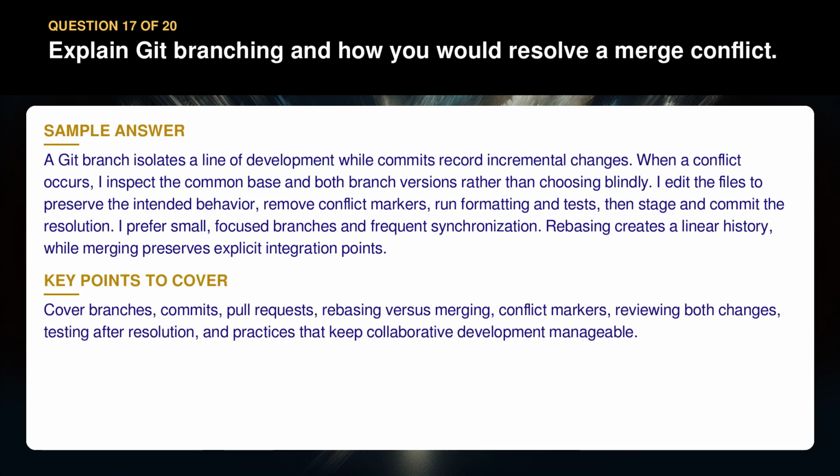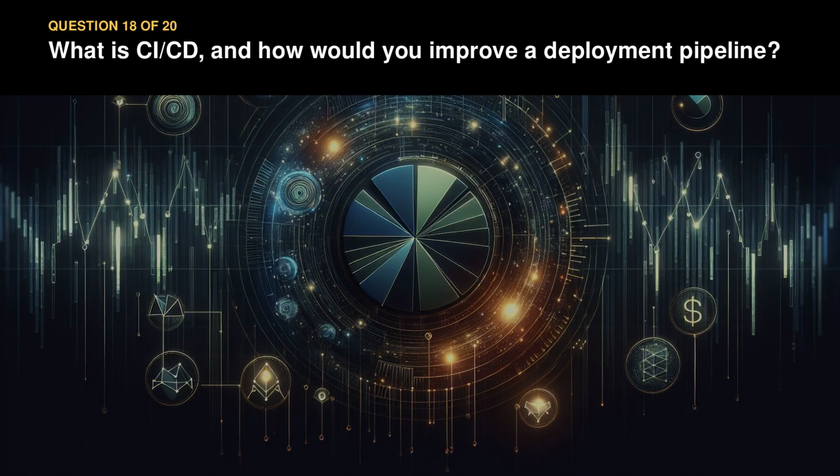Cover branches, commits, pull requests, rebasing versus merging, conflict markers, reviewing both changes, testing after resolution, and practices that keep collaborative development manageable.